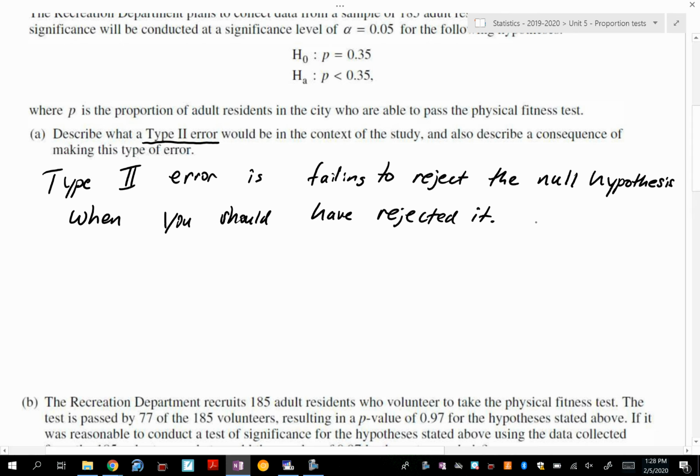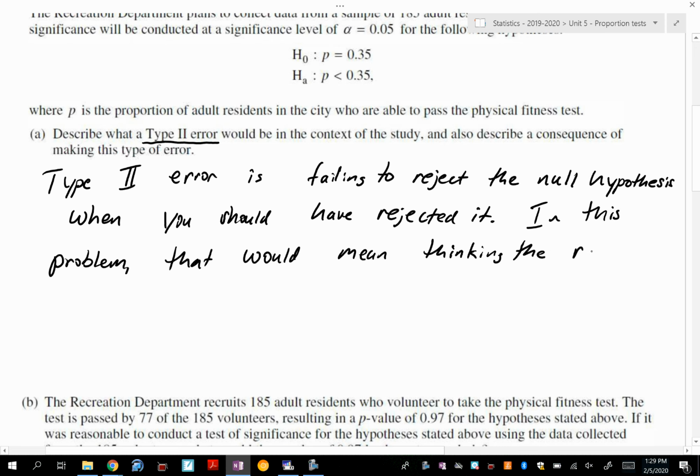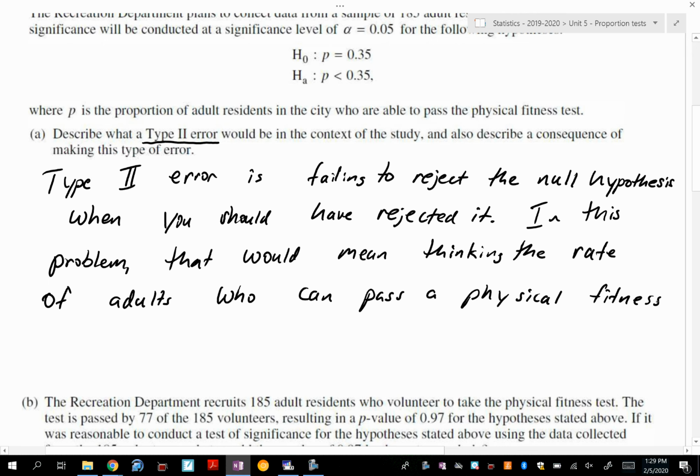So in this problem, that would mean thinking the rate of adults who can pass a physical fitness test is 35% when in reality it is lower.